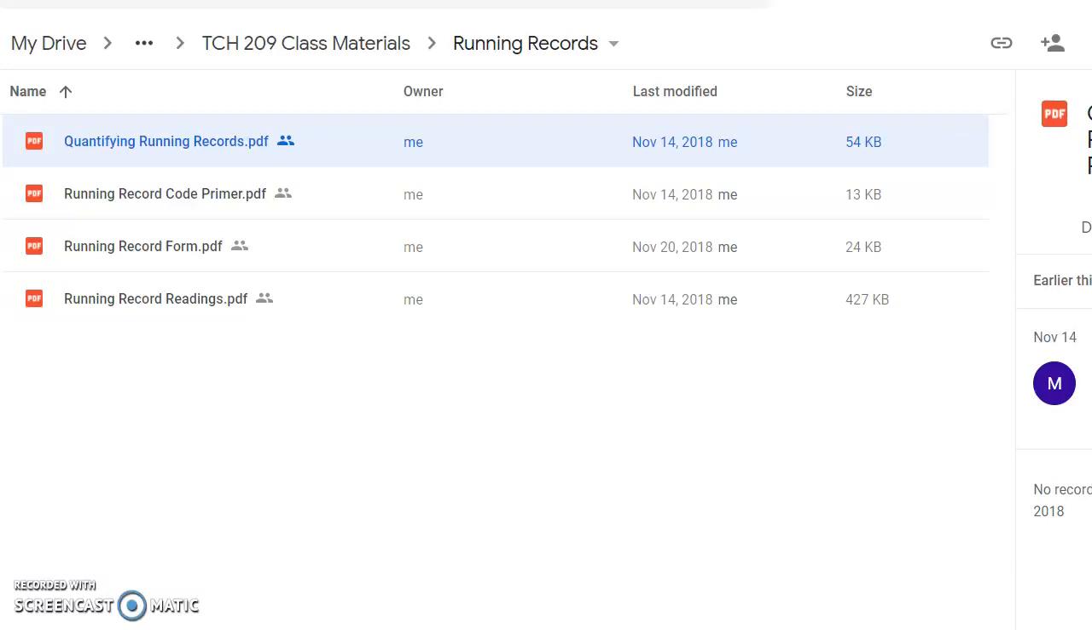Hello, I'm here to orient you to quantifying running records. Once you've opened the Google Drive and you're in the main menu, click on the running records folder, and then click on quantifying running records. After you've recorded your student and you want to mark the miscues, you're going to use the blank form that is right here. But then this is how you're going to quantify your data.